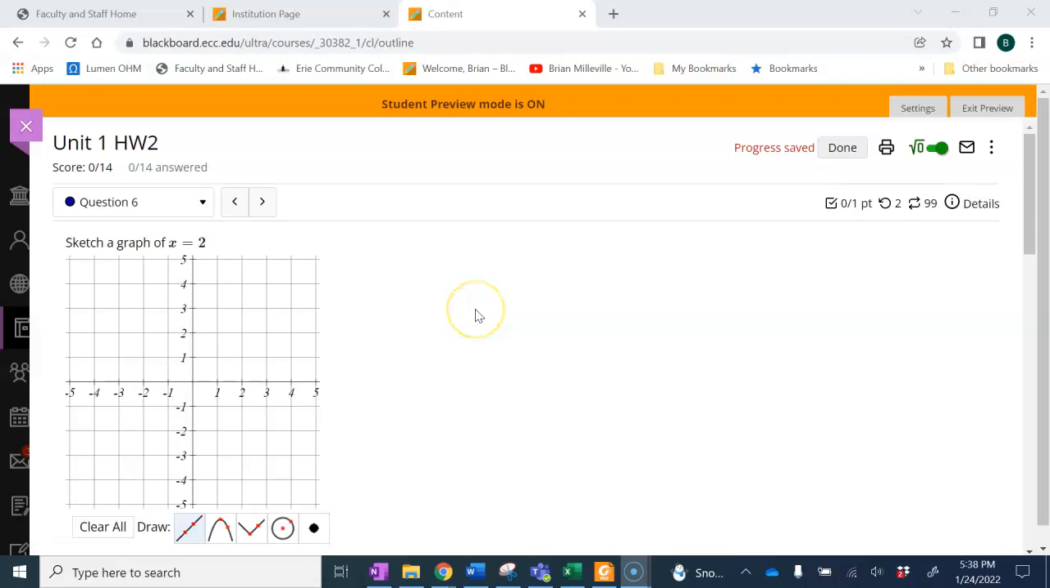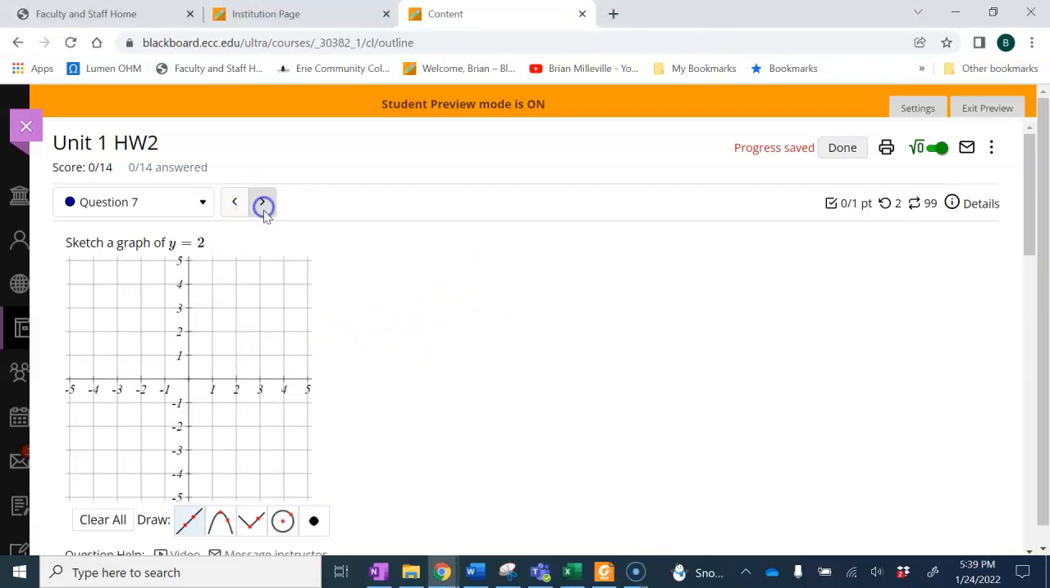Hi everyone. I just want to make a quick video on homework 2 from Unit 1. All right, so this is section 2 in Unit 1. Just a little difference between a couple of the questions in terms of the graphing. So for number 6 and for number 7, you're just being asked to sketch the graph.